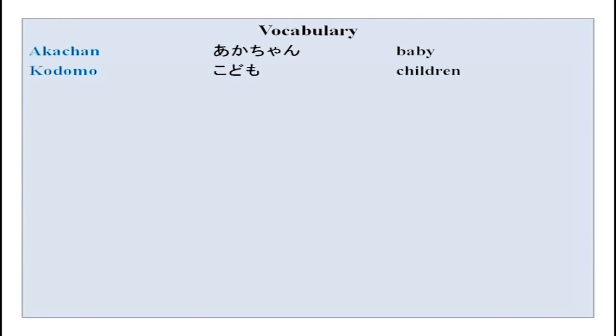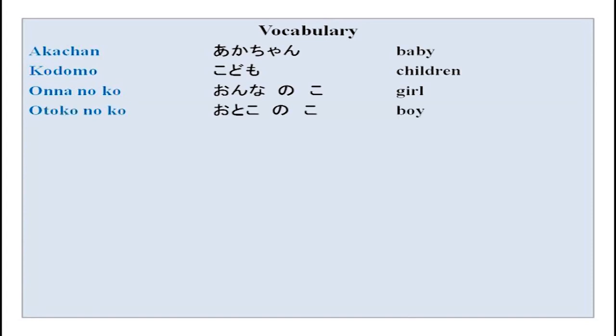Now, this is simple vocabulary. The meanings are given on the right side, Hiragana in the center, and in blue is all the new vocabulary for you. Please learn it at home. Akachan. Kodomo. Onna no ko. Otoko no ko. And you can see it means a boy.